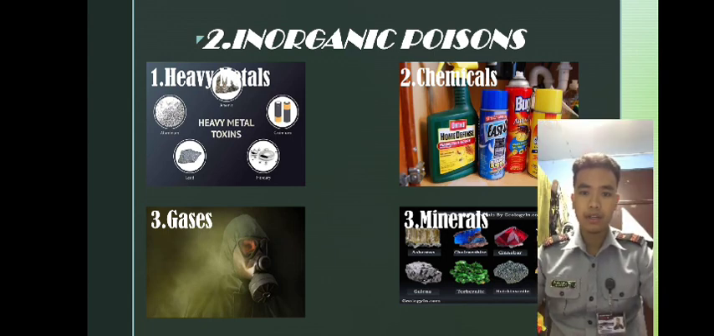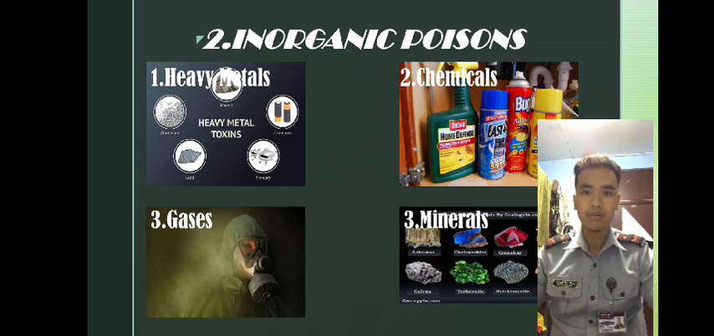Next type of poison is inorganic poisons. Inorganic poisons are substances that are not derived from living organisms but rather from non-living matter such as minerals, metals, and chemicals. Inorganic poisons can be toxic to humans and other animals and can be found in various forms including solids, liquids, and gases. Examples of inorganic poisons include: first, heavy metals. Metals like lead, mercury, arsenic, and cadmium can be toxic to humans if ingested, inhaled, or absorbed through the skin. Heavy metal poisoning can cause a range of symptoms including abdominal pain, nausea, vomiting, tremors, seizures, and damage to the nervous system.